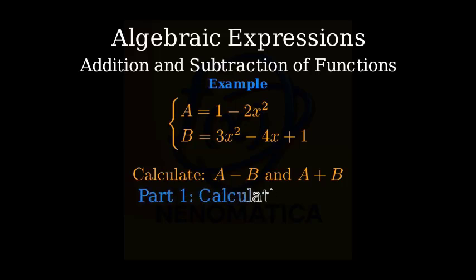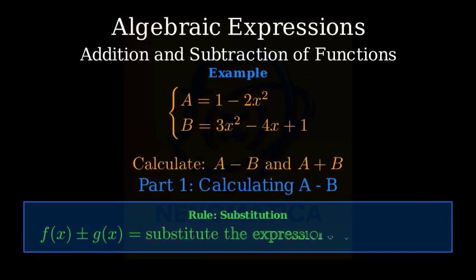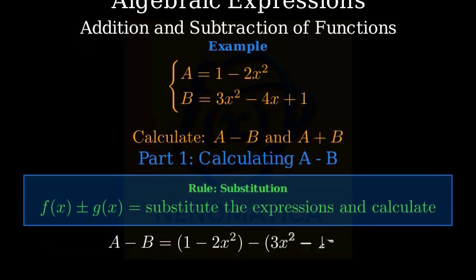Let's first calculate a minus b. We'll start by substituting the given expressions for a and b. We have a minus b equals the expression for a, which is 1 minus 2x squared, minus the expression for b, which is 3x squared minus 4x plus 1. Notice that we place the entire expression for b in parentheses because we're subtracting it.